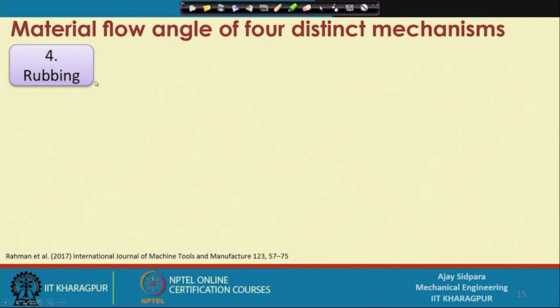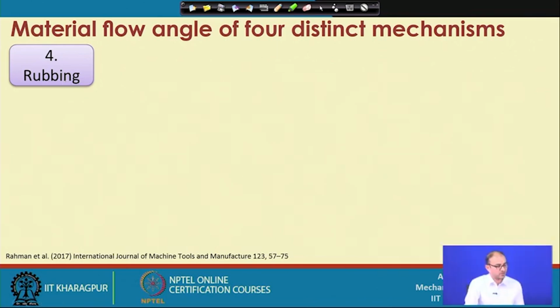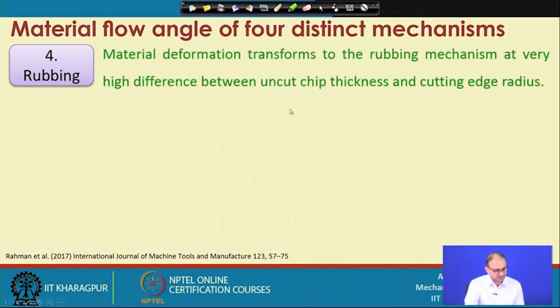Now, the fourth phenomenon is rubbing. By the word only we can understand what it means. Rubbing means that when you rub two surfaces with each other, that is called rubbing, and there is no type of material removal. So now let us see how we can see this in the machining zone.